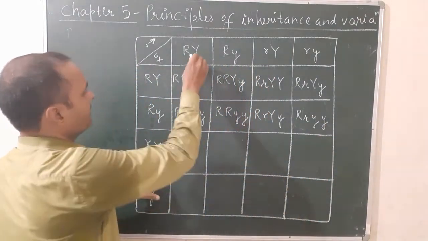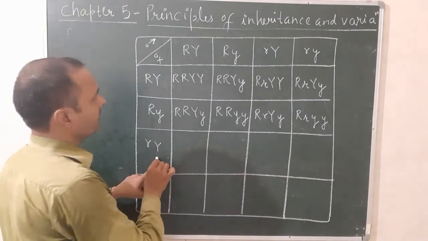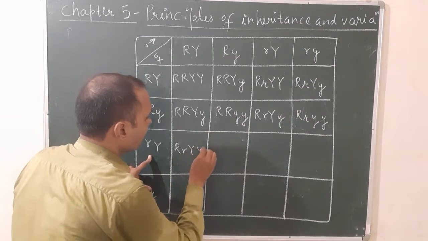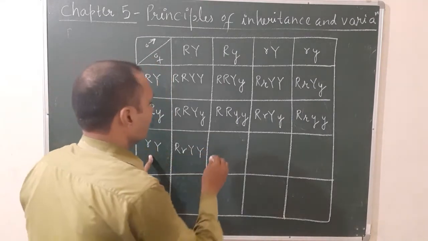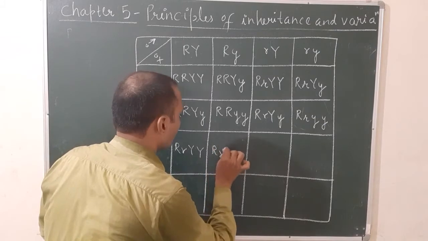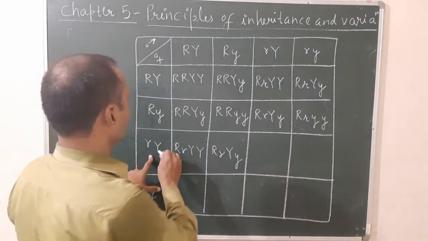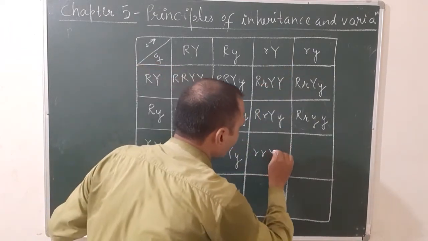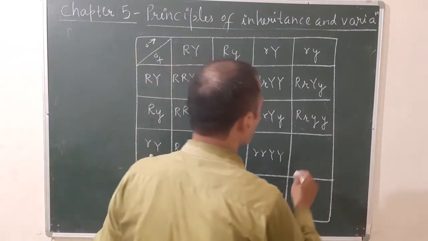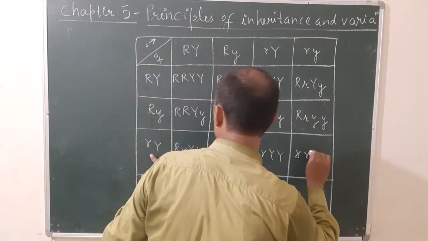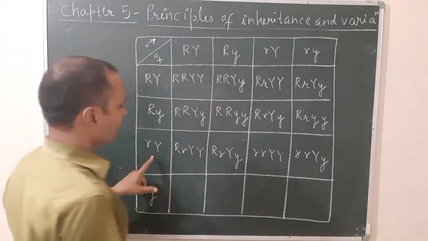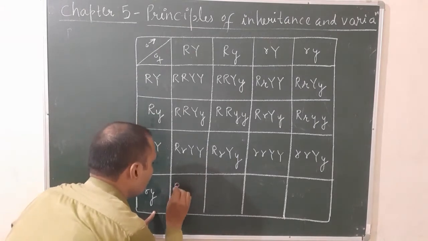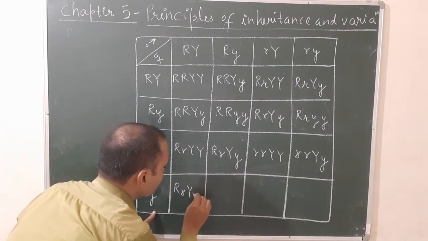Let us see the third column. Again we will combine these gametes with this gamete. So capital R small r, capital Y capital Y. Again capital R small r, capital Y small y. Come to the next, small r small r, capital Y capital Y. Come to the next, small r small r, capital Y small y. Let us see the fourth one. You will combine this column with this column. So capital R small r, capital Y small y.